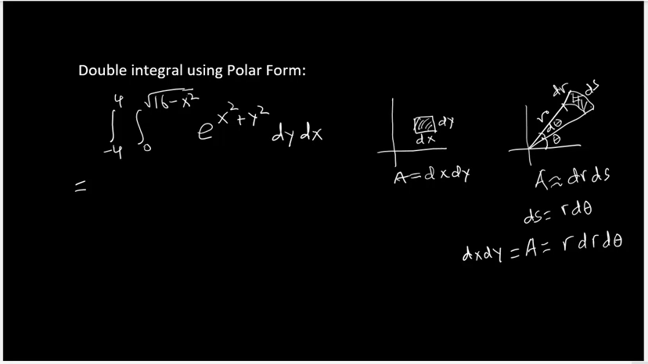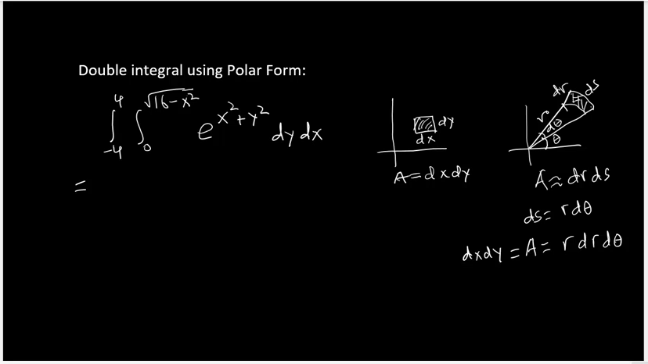Double integral using polar form. So we have one integral problem, goes from -4 to +4, and then 0 to square root of 16 minus x squared, e to the x squared plus y squared dy dx. So we want to complete this integral, but with algebraic process it is complicated because we are not able to integrate e to the x squared or e to the y squared.